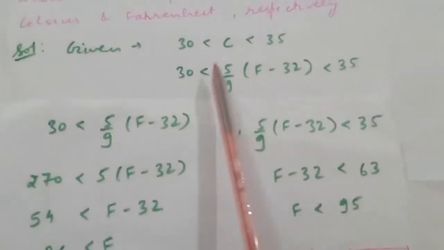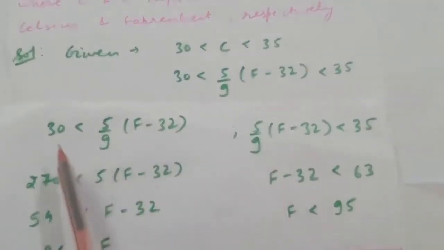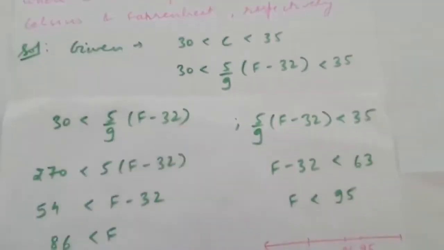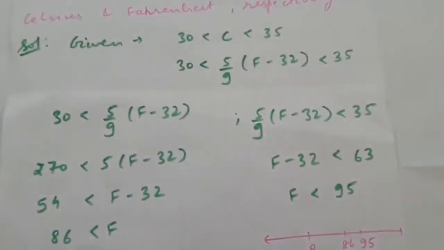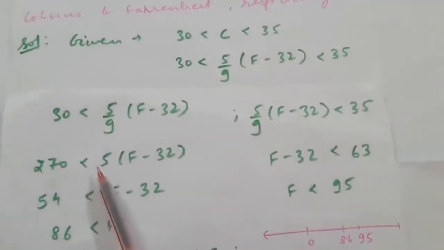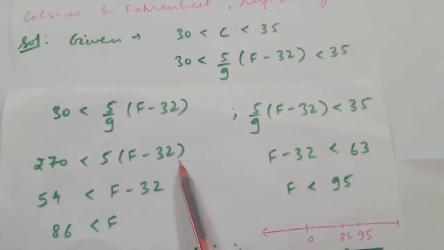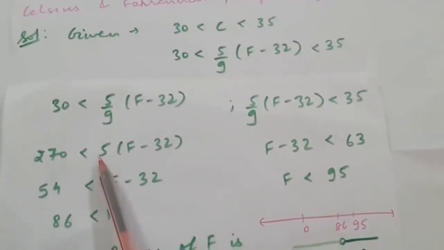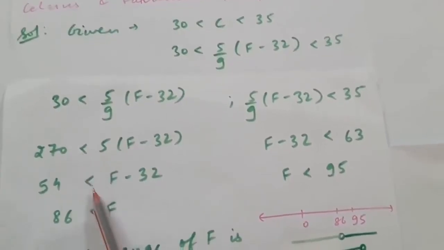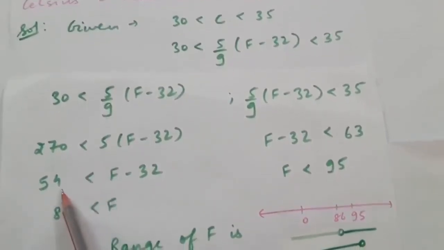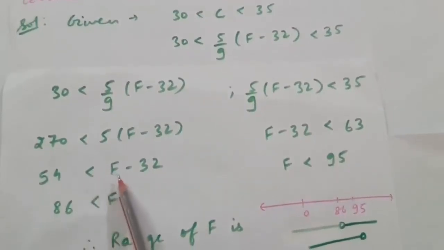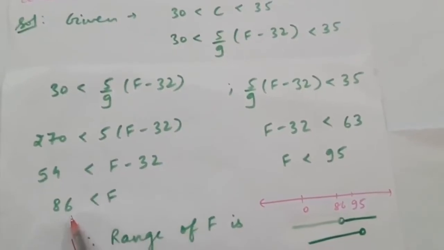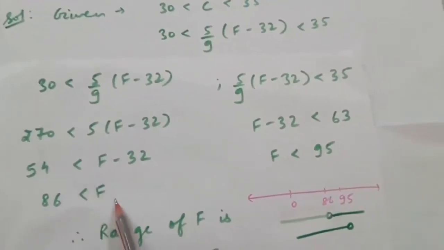Now we will take first these two parts. So 30 is less than 5 by 9 (F minus 32). Right? Multiplying both the sides by 9 you will get 270 less than 5 (F minus 32). Now dividing both the sides by 5. Since 5 is a positive number, the sign of inequality will not change. Here you will get 54 less than F minus 32. Adding 32 on both the sides, you will get 86 less than F.